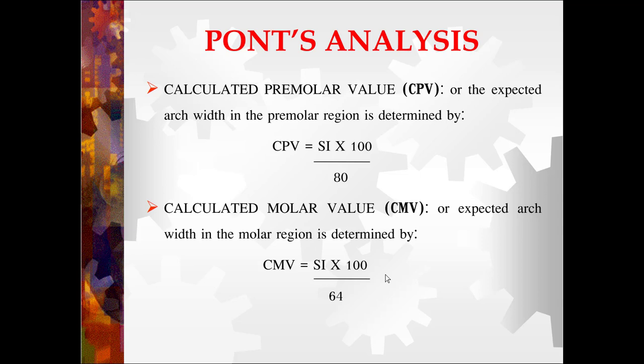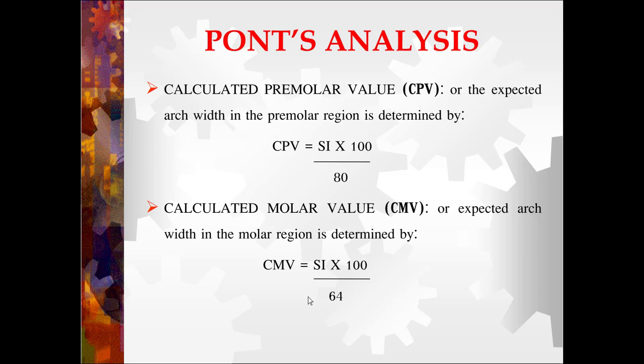Then we check for the ideal values according to the Pont's formula. That is calculated premolar value and calculated molar value. For calculated premolar value, the formula is sum of incisors into 100 by 80. Calculated molar value is sum of incisors into 100 by 64.